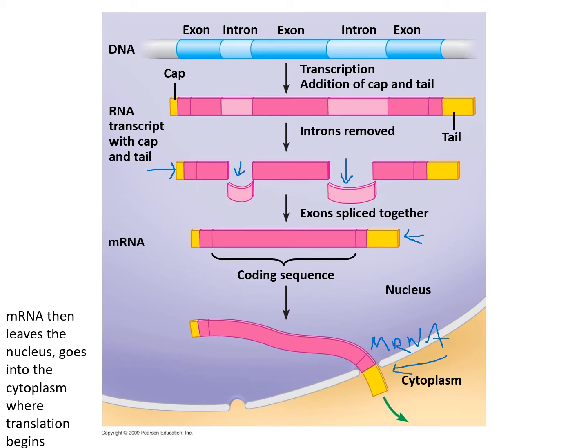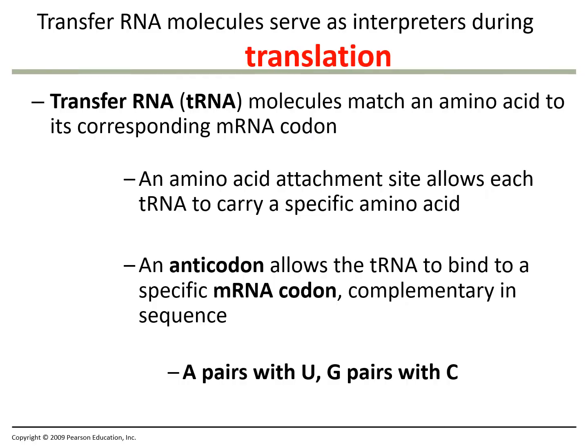There it is. And it leaves the nucleus. Remember, the nucleus is the purple part. Outside the cell is the yellow part here. So it goes out through a pore, and that's where it's going to join with the ribosome. And that's going to be called translation. So translation involves a new RNA known as transfer RNA, tRNA.